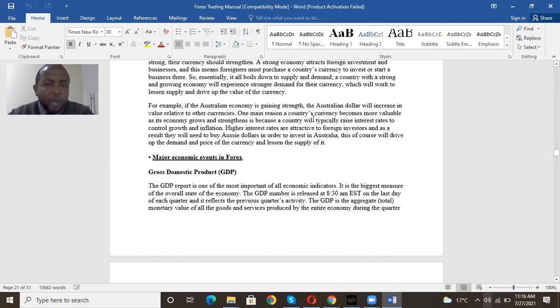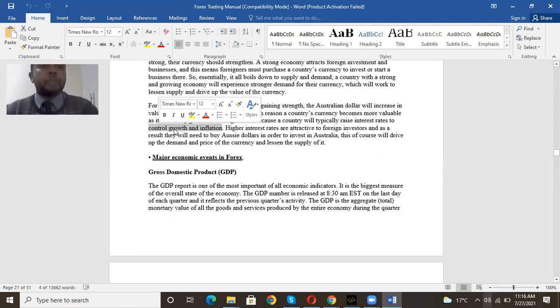One main reason a country's currency becomes more valuable as its economy grows and strengthens is because a country will typically raise interest rates to control what? Growth and inflation. So right now, I'm looking so much at what the Fed will do tomorrow, because the economy is still reopening, but we cannot say we are 100% there. We still have to take strides, because this is the world, this is people, these are businesses opening. Higher interest rates are attractive to foreign investors, and as a result, they will need to buy Aussie dollars in order to invest in Australia.